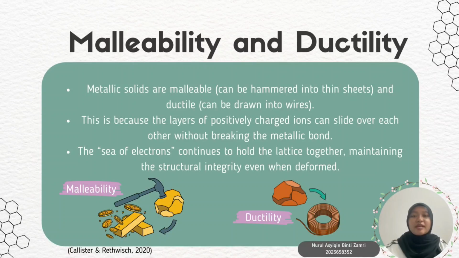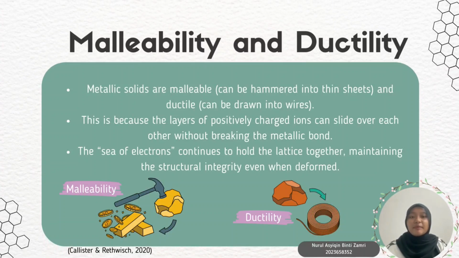The last property is malleability and ductility. Metallic solids are malleable, which means they can be hammered into thin sheets, and they are also ductile, meaning they can be drawn into wires. This property is due to the structure of metallic bonding.